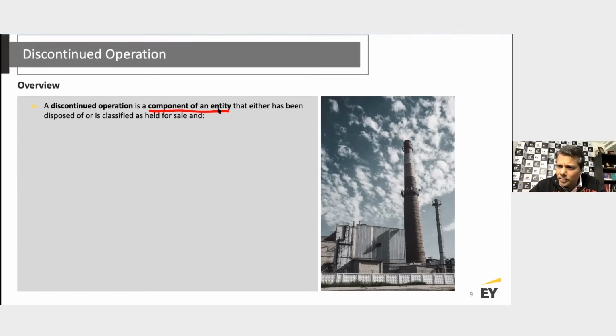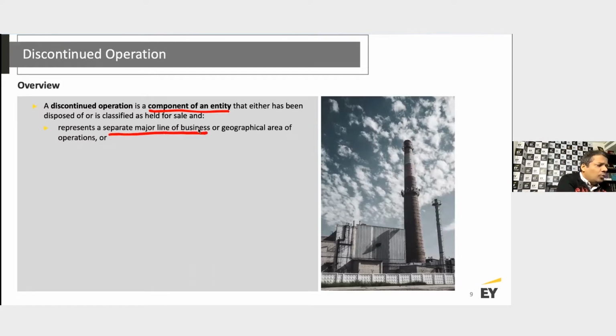A discontinued operation is a component of an entity that either has been disposed of or is classified as held for sale and represents a separate major line of business or geographical area of operations. In a way, I'm just letting go of that set of customers, that set of potential cash flows. If that is the situation, then it sounds like a discontinued operation. Otherwise, it's business as usual.